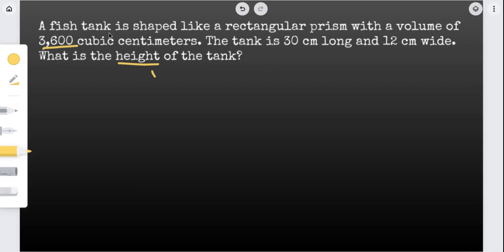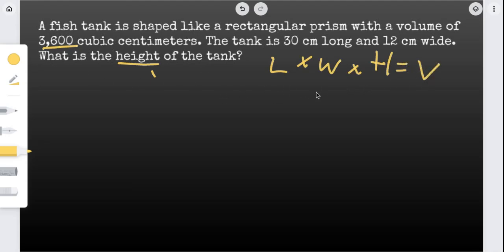So I'm thinking about what I know about a fish tank, and a fish tank is definitely a rectangular prism. It's giving me the volume here, and it's giving a couple of the measurements. It looks like the length and the width. So what they're asking me to do is to figure out what the height is. So let's just go with what we already know. Finding the volume of rectangular prisms. And so we're going to start with length times width times height. And that equals our volume.